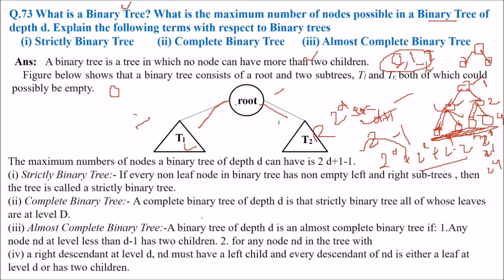Almost complete binary tree means a binary tree of depth D, again, almost complete. Any node at level less than D minus 1 has two children, and any node in the tree with a right descendant at level D must have a left child, and every descendant at level D is either a leaf at level D or has two children. This is your almost complete binary tree. This is very important.